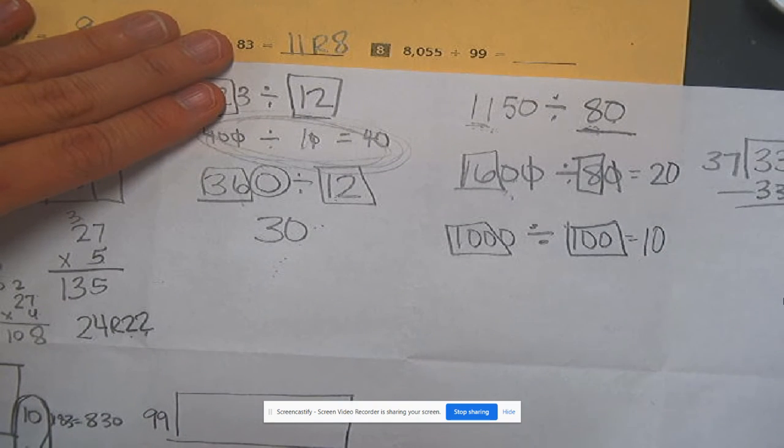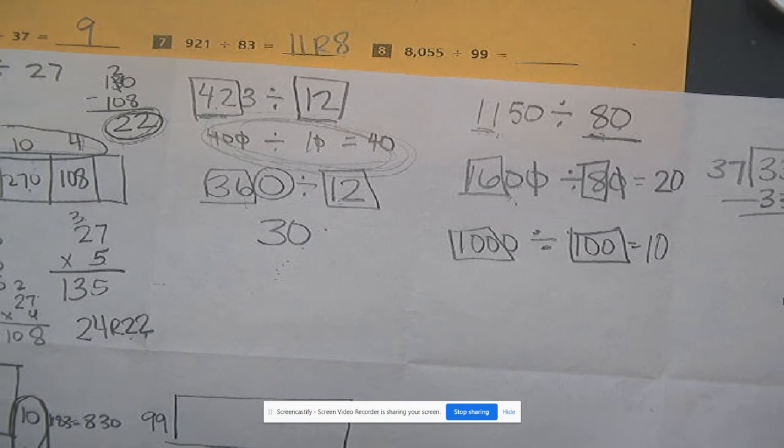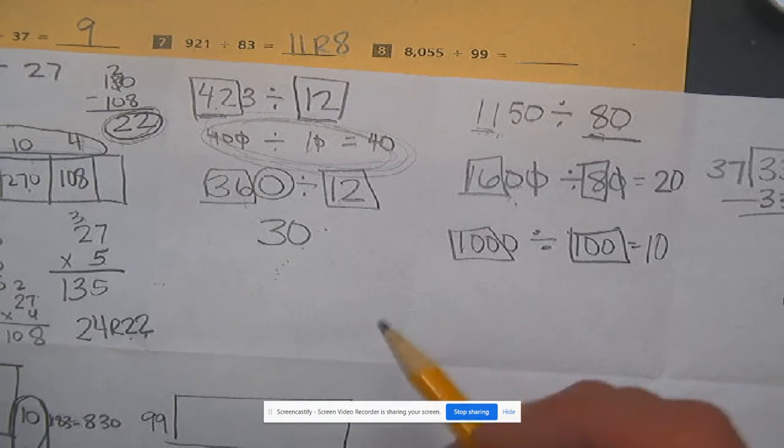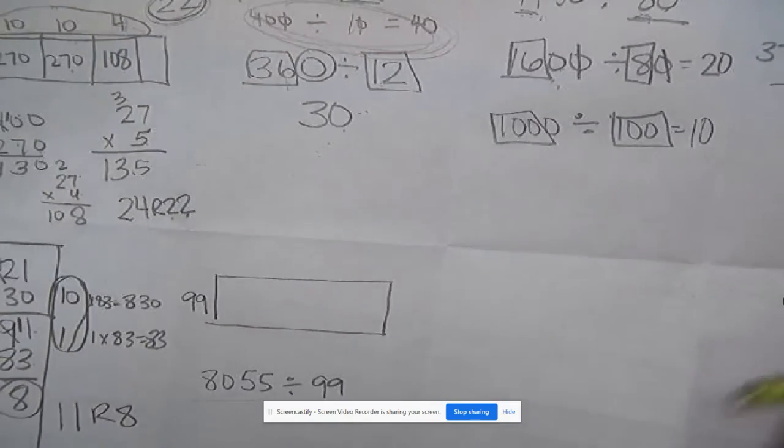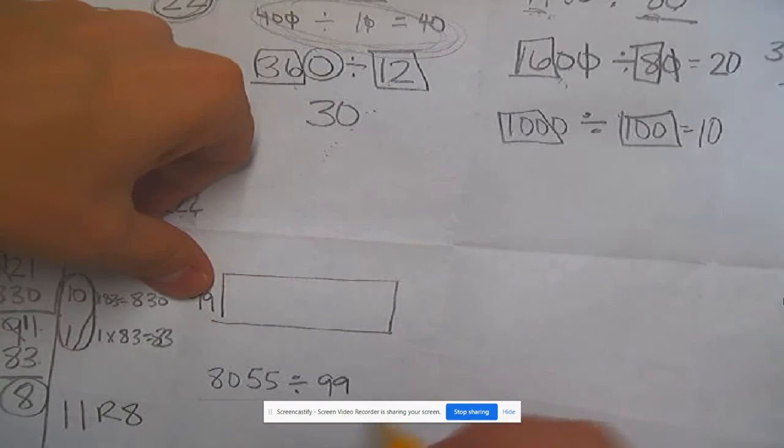99. And I have 8,055 divided by 99. How many groups of 99 can I take out of 8,055? Okay. Remember, our easiest ones always start with our multiples of 10. So 10 and 100. Can I take out 100 groups of 99? I can't, right? Because that's going to give me 9,900. So what's my best next guess? 90? Okay, let's try 90.